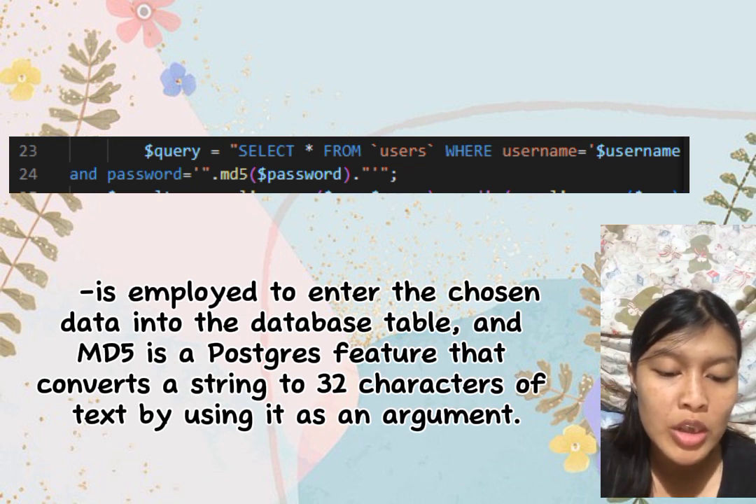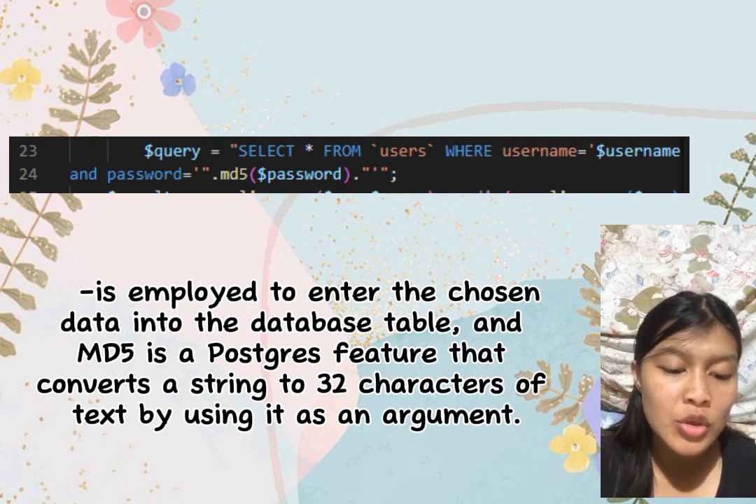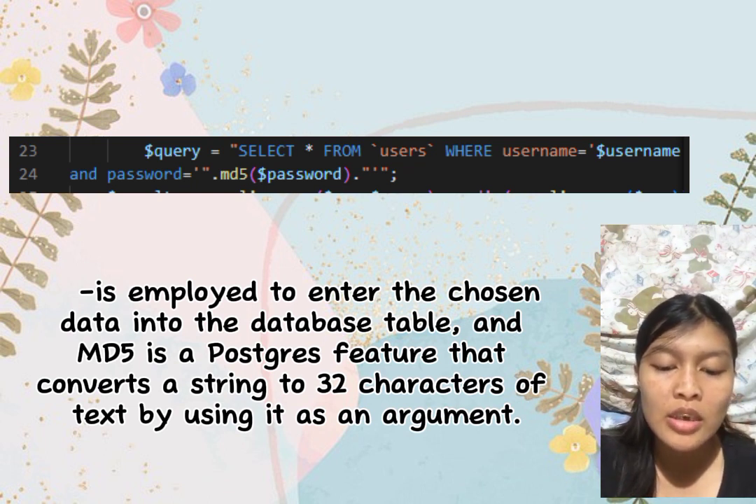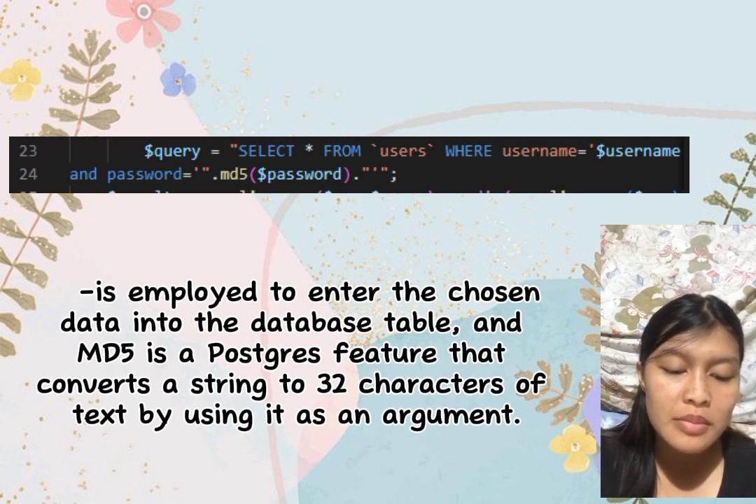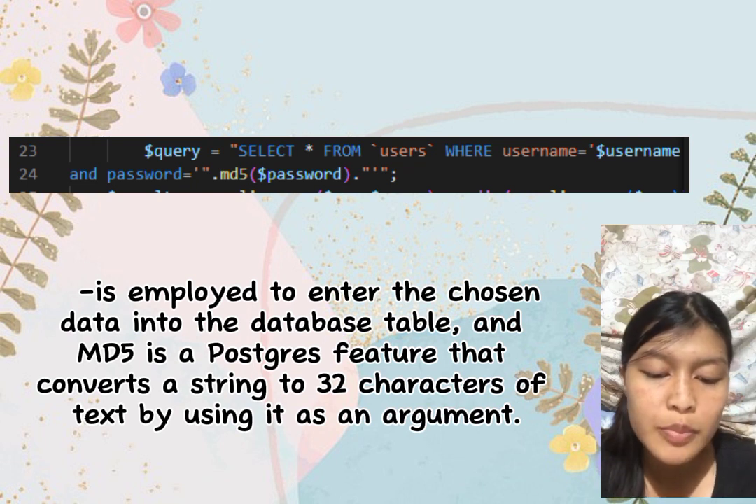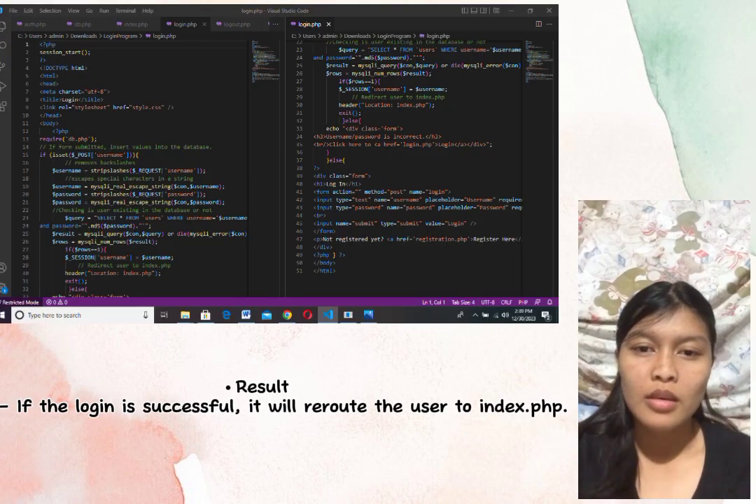It is employed to enter the chosen data in the database table, and MD5 is a function that converts a string to 32 characters of text by using it as an argument. The value obtained in hexadecimal is retrieved. It performs quite well in terms of security. MD5 will not accept integer values. It will only accept string values.